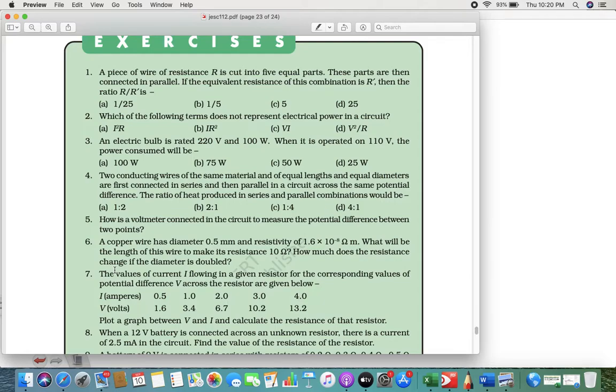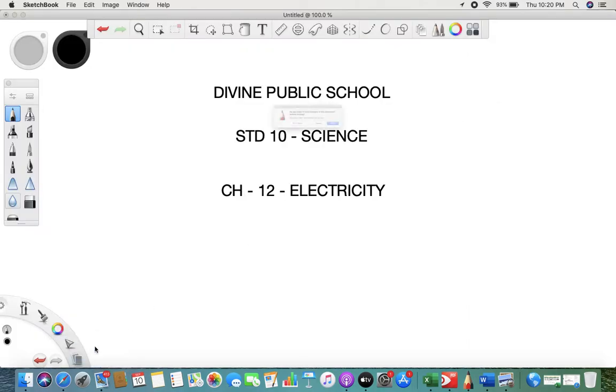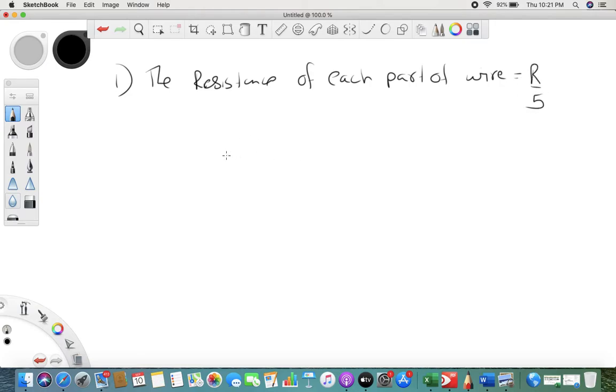It says a piece of wire of resistance R is cut into 5 equal parts. So you are cutting it into 5 equal parts. The total wire has resistance R. So what is the resistance of each part? If you see the first one, the resistance of each part of wire is R upon 5, because of the total resistance.